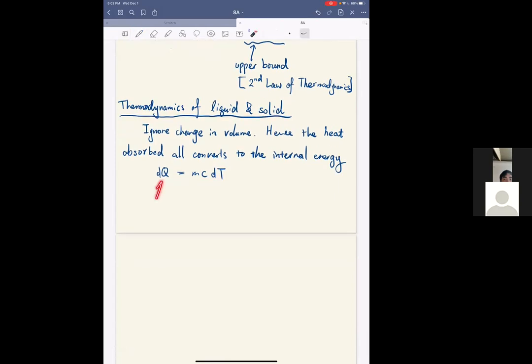So the heat an object absorbs intuitively should be proportional to the change in the temperature. So this is basically what this equation is saying. And in addition, it's giving us some constant C, which is the specific heat. So that only depends on the material. And the M here is just the mass.